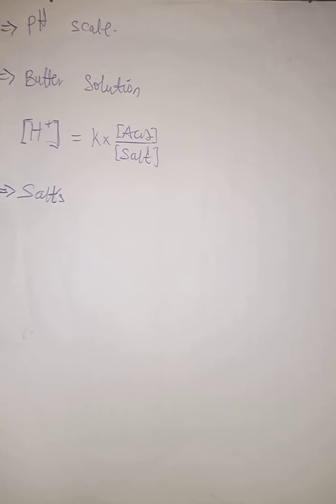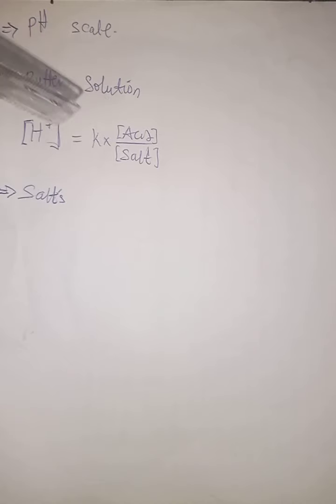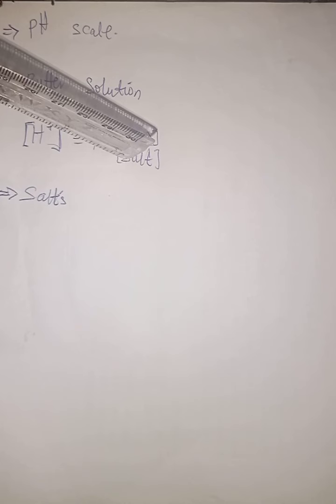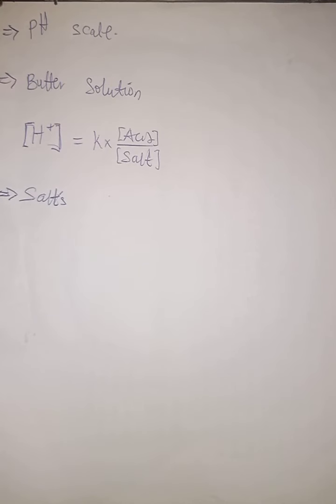Then buffer solution. What is the meaning of buffer solution? A buffer solution is a solution that maintains a fairly constant pH if a little amount of alkali or acid is added to it. So please take note of that. To calculate the hydrogen ion concentration for the pH, you take the dissociation constant multiplied by the number of moles of acid, divided by the number of moles of the salt.